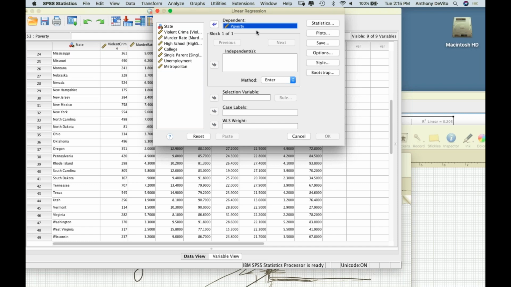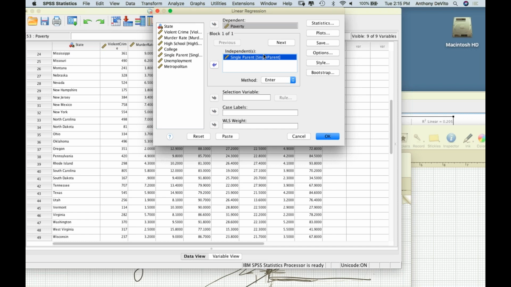You can also call that the explained variable. The explaining variable is going to be the percentage of single parent households. We also call that the independent variable. It's independent, but it's affecting the value of the poverty rate in each state.